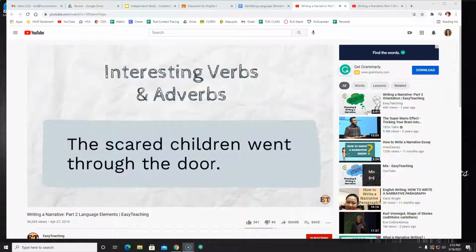Two more language elements that good writers use are interesting verbs and adverbs. Take, for example, the sentence, the scared children went through the door. The verb went isn't very descriptive. Instead, how about ran, hurried, or tiptoed? These verbs give the reader more information and they entertain.